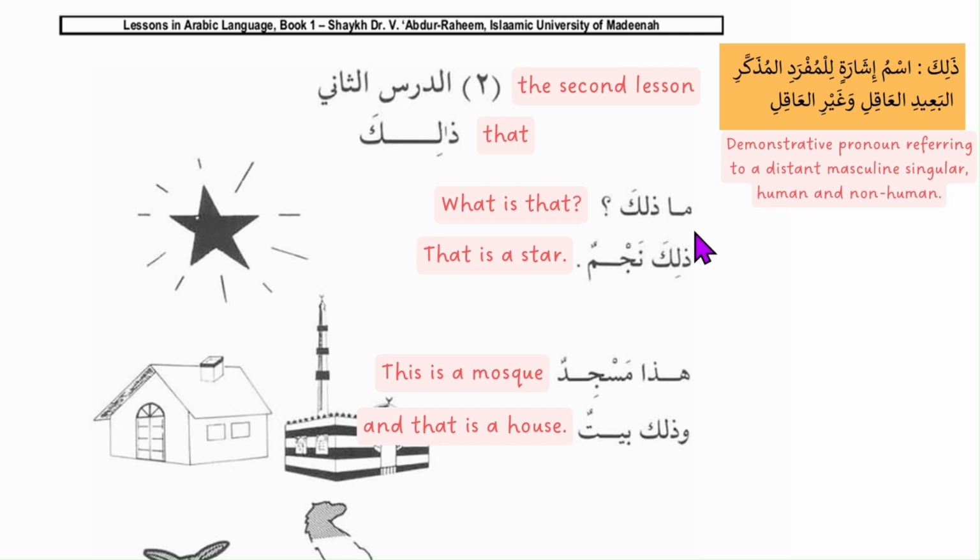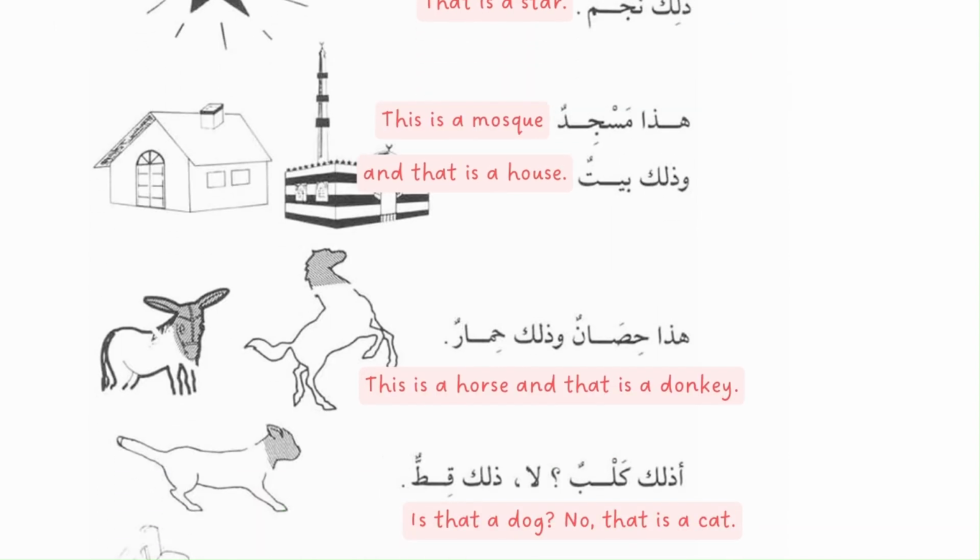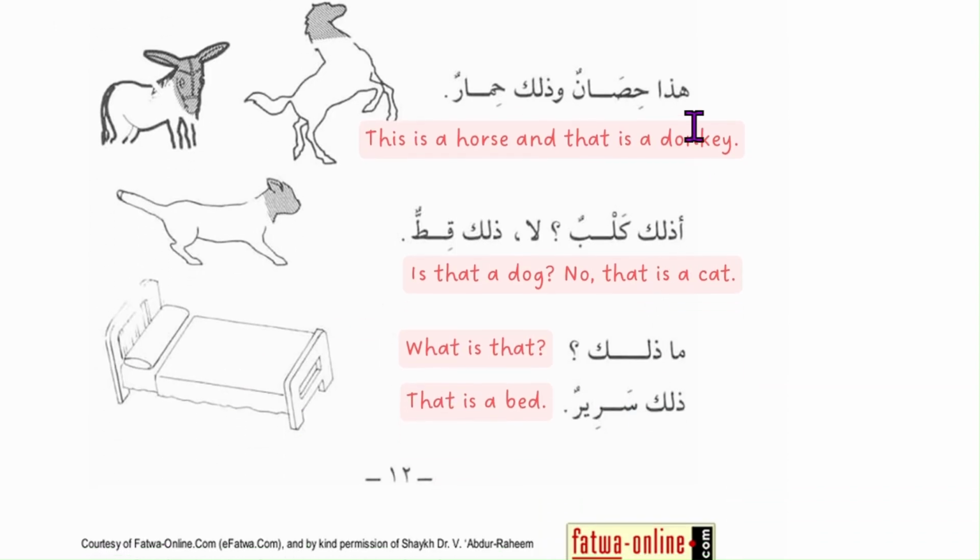Let's read and translate the text together. Ma dhalika? What is that? Dhalika najmun. That is a star. Haadha masjidun. Wa dhalika baytun. This is a mosque and that is a house. Haadha hisanun. Wa dhalika himarun. This is a horse and that is a donkey.